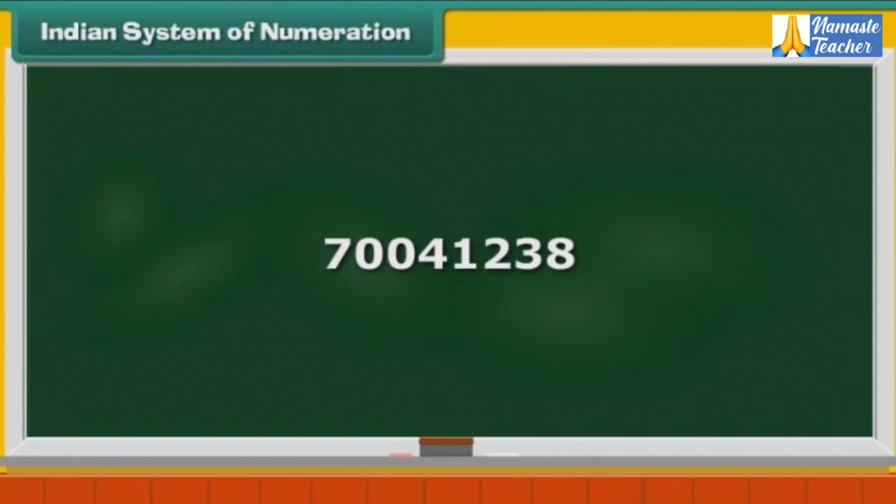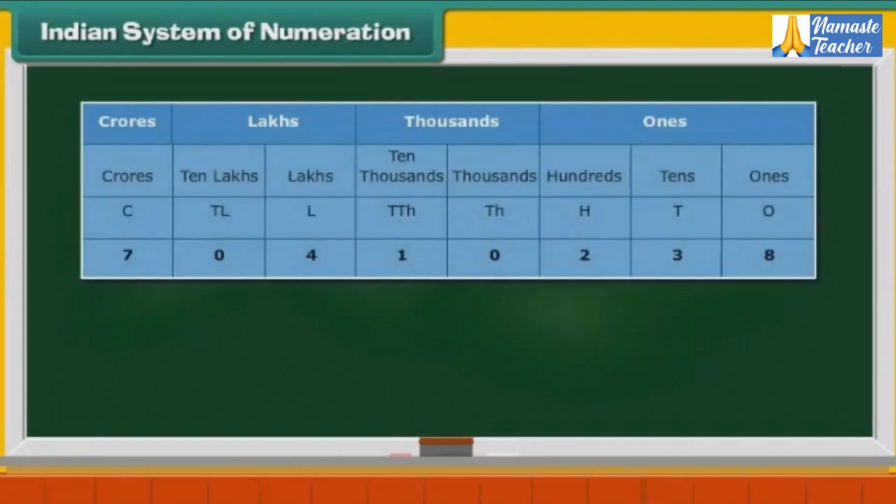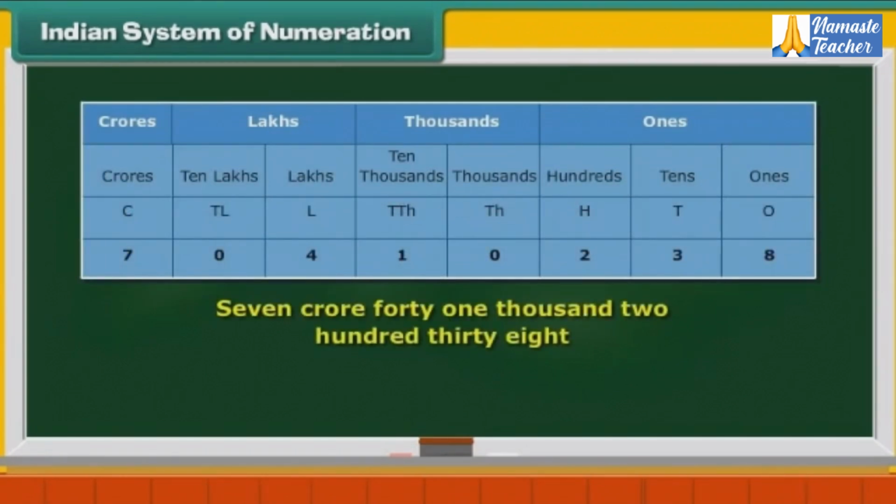Consider one more number 70041238. Once again, we arrange it in the place value chart and then read it. 7 crore 41,238. International System of Numeration.